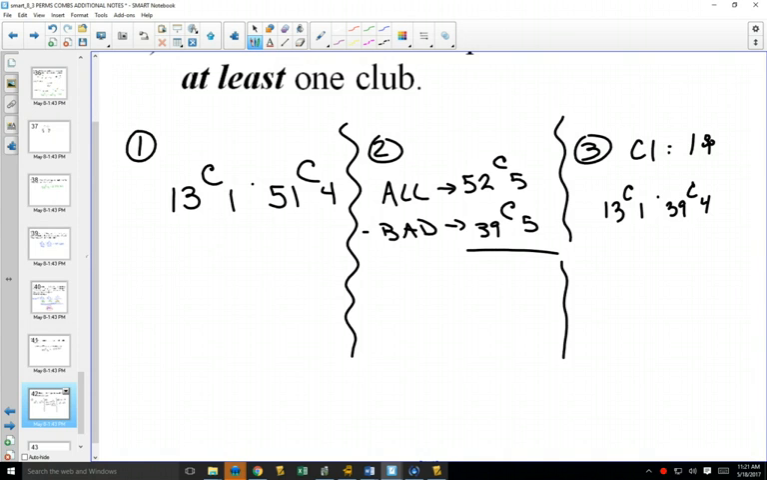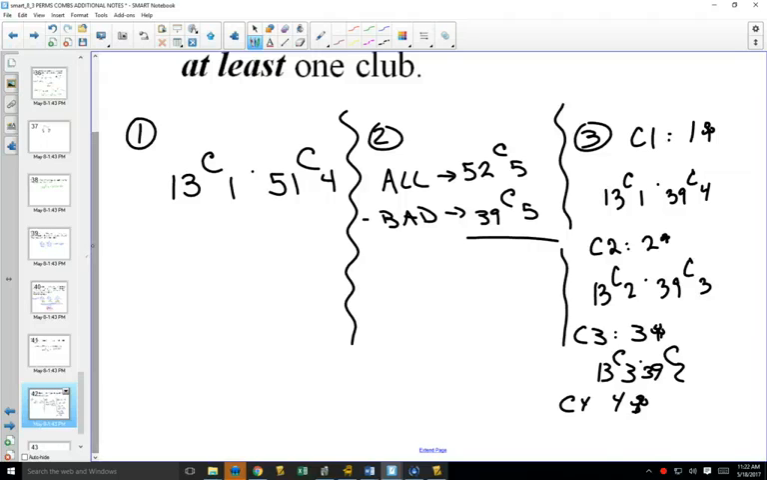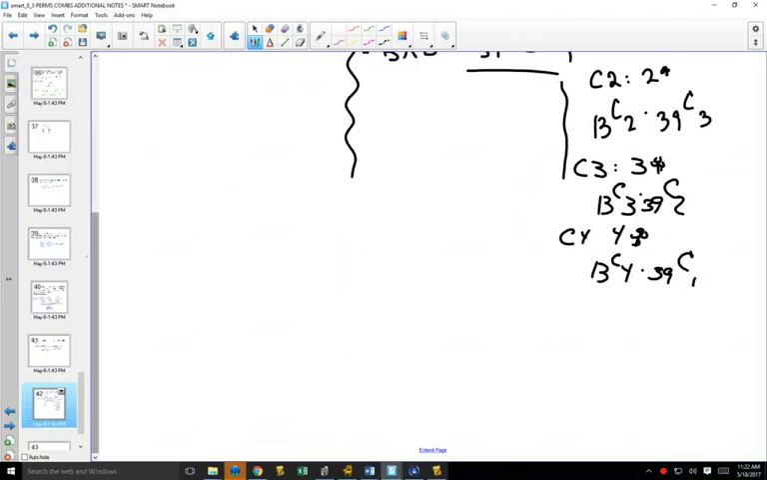Then I'll go to case 2. I'll figure out how many poker hands have 2 clubs. So I take my 13 clubs, I now choose 2 of them, and from my 39 other cards, I choose 3 more. That will give me 2 clubs. I'm going to do this all the way. Case 3 is going to be 3 clubs. So 13 choose 3, and 39 choose 2, and case 4 would be 4 clubs. 13 choose 4, and 39 choose 1. And finally, case 5, I happen to get all 5 clubs, so I just have to do 13 choose 5.